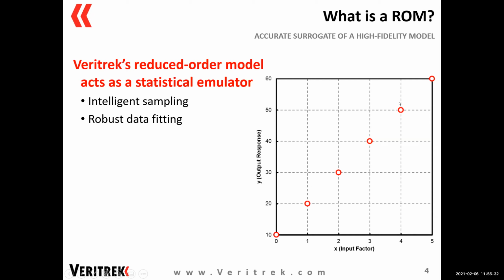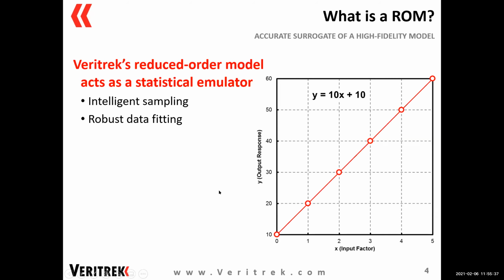We generate these red circles, which we would call training data, and we see how that output response responds to that change in input. Well, once we generate that training data, what we do is we do a data fit. In this case, the data looks fairly linear, and so we put a linear fit to it, and come up with this equation, y equals 10x plus 10.